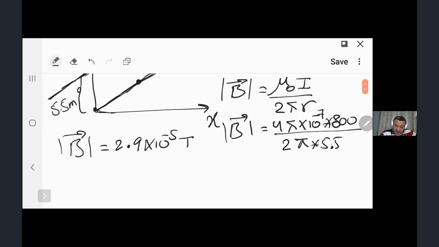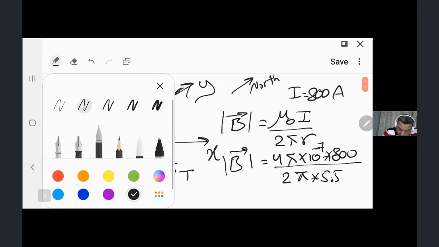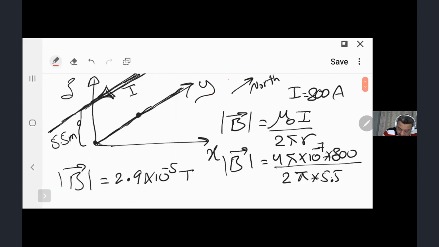What is the direction of the magnetic field? If you look at the current that's going in the negative y, and you curl your fingers right here, you will find that the magnetic field will be going in this direction due to the wire.